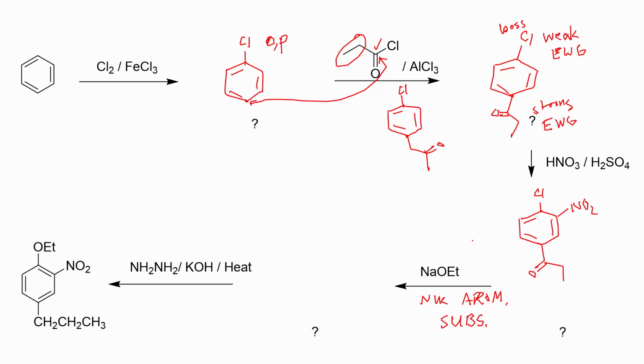Okay. And this is going to replace the halogen. Remember, it's got an EWG there, an EWG there. So this halogen is going to be quite reactive. And this is going to produce a compound before the Wolff-Kishner reduction. All right, and this gives us this product right here.